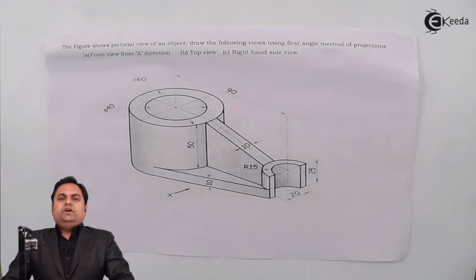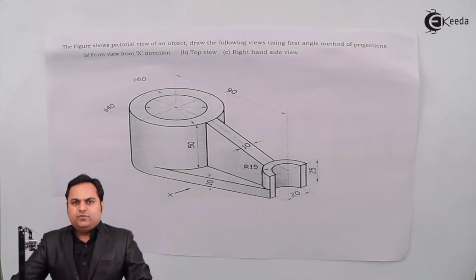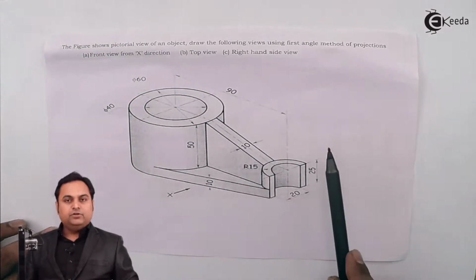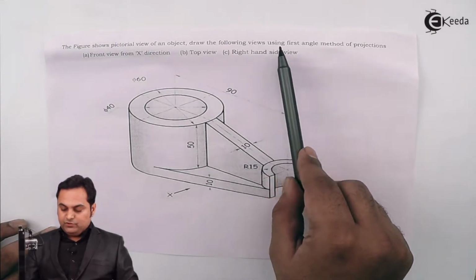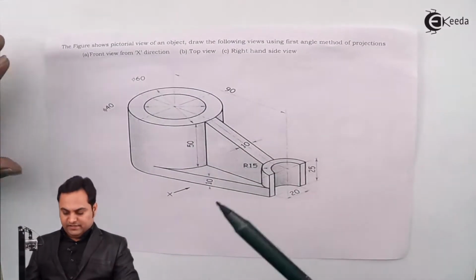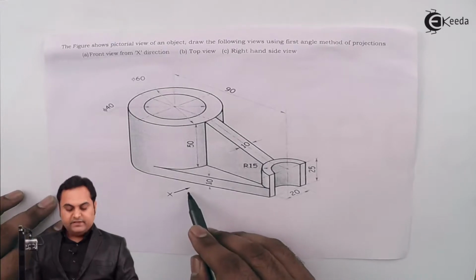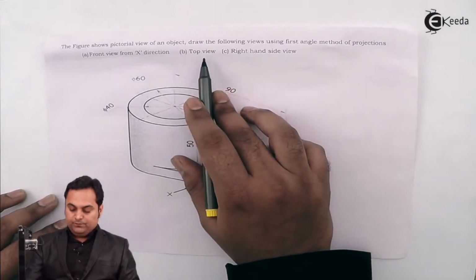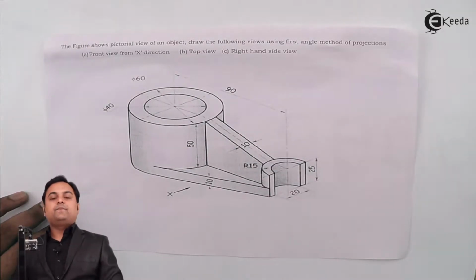Here in this video, we are going to see a problem on orthographic projections. Here is the question. The figure shows pictorial view of an object. An object is given to us. Draw the following views using first angle method of projection. Front view from x direction, that is we have to look in this direction x and draw the front view, top view and right hand side view.